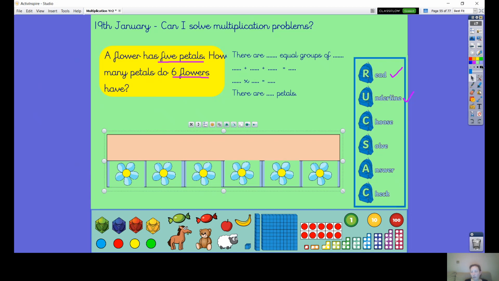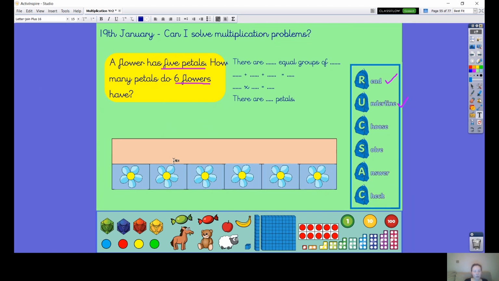Now we could be a little bit fancy and see if we can colour that in the right colour. There we go. So we can see the lines a little bit better. So now I've underlined my problem. Now you can see clearly that we have got to do 5, add 5, add 5, add 5, add 5, add 5. So I have got 6 equal groups of 5. And I've just told you my repeated addition.